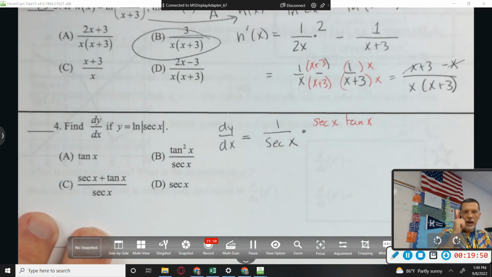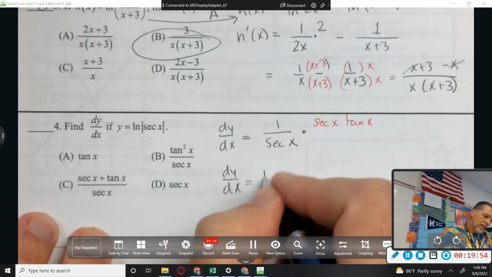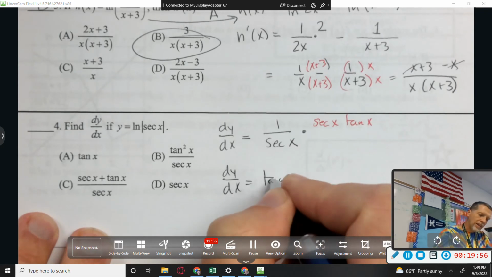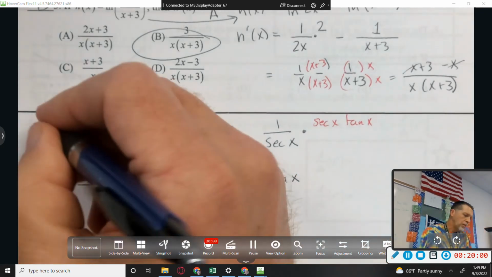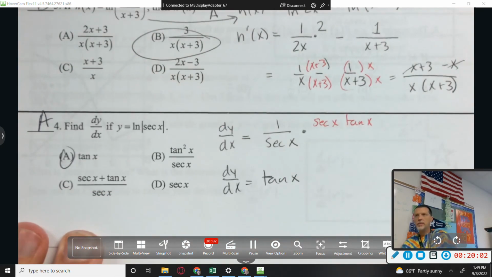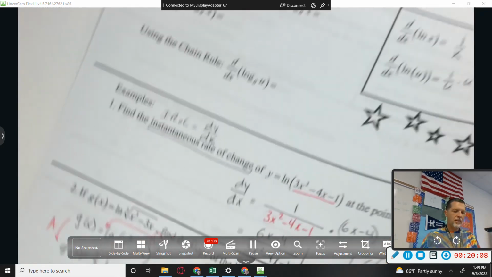So it just turned into tangent. Alright. So that's one that looked terrible, and then it was sort of a rigged problem to reduce down to something not so bad. 1 over the argument times the derivative of the argument.